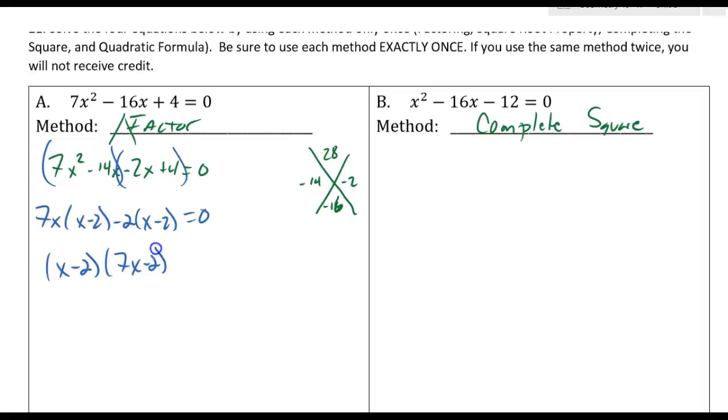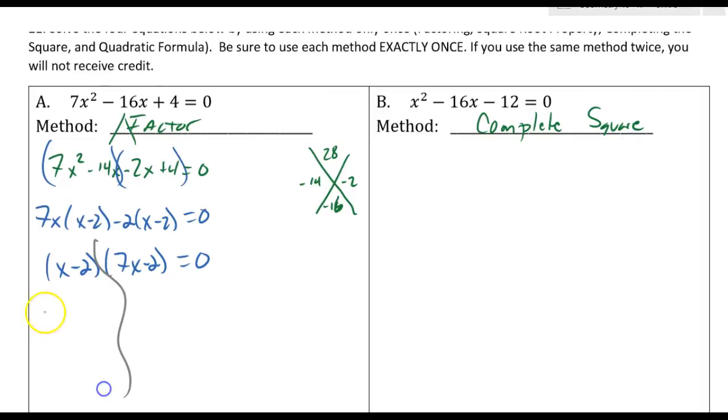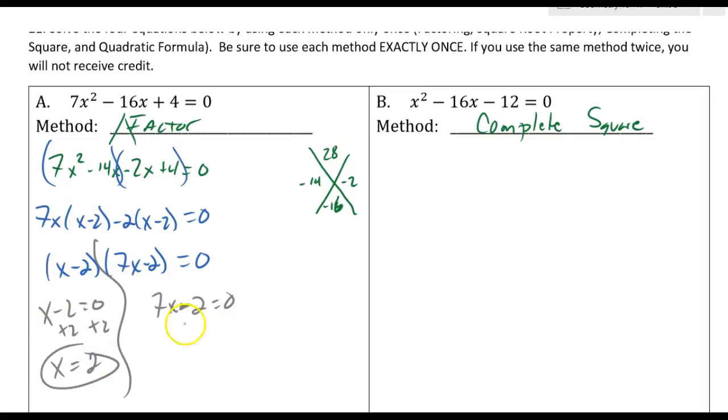Terms that are left on the outside. So now I have my two parentheses, separate them, set them both equal to 0, and then we are going to solve. X equals 2. You know, you get a fraction, that's fine. X is equal to 2/7.